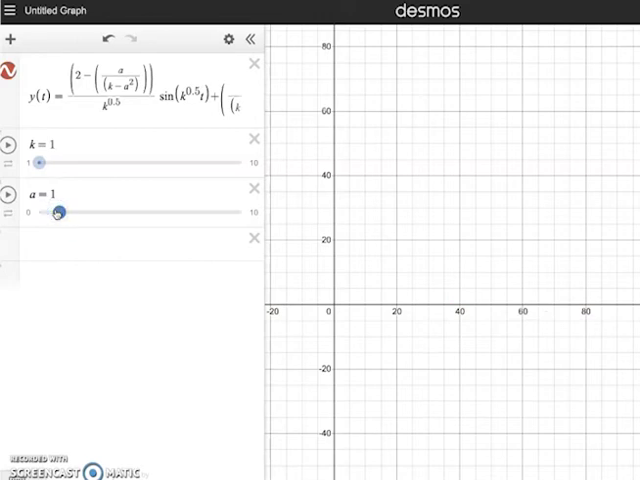Whoa, at A equals 1, the whole graph goes away. Well, that's because we would have a 0 under, we would have a divide by 0 term. So that's kind of strange. But keep playing with all of these. And, okay, there's more with A at 4. Let's bring it back down here.